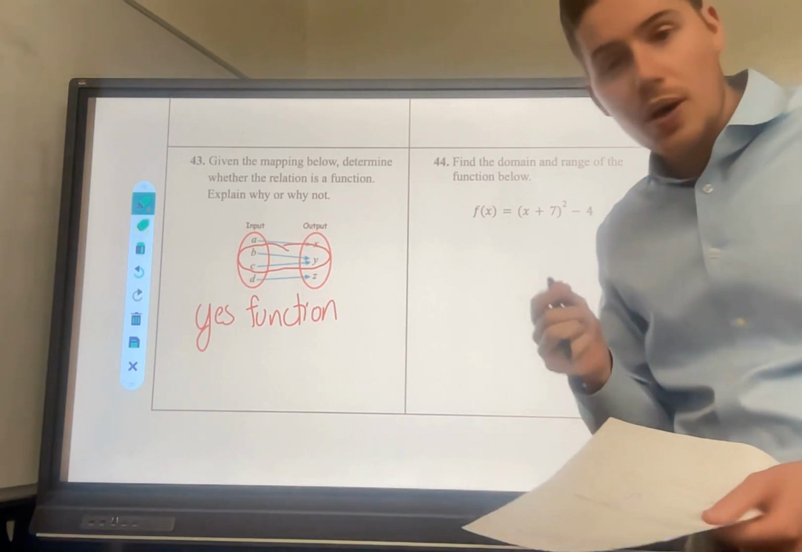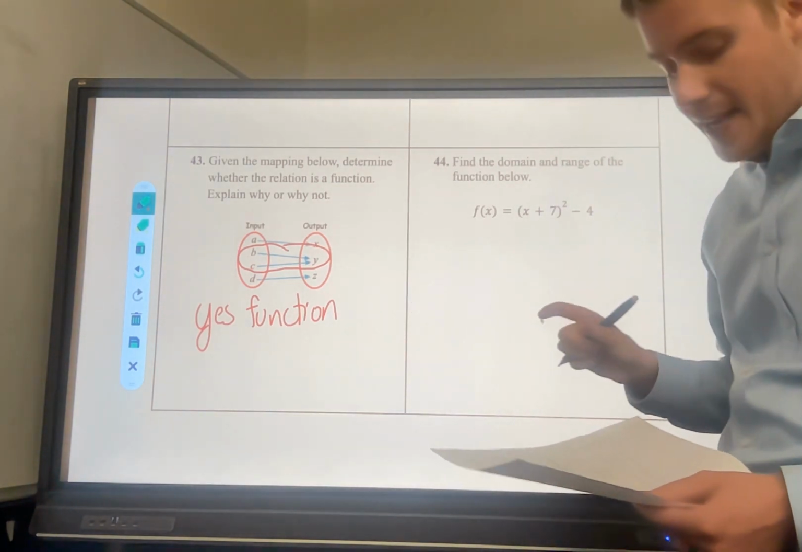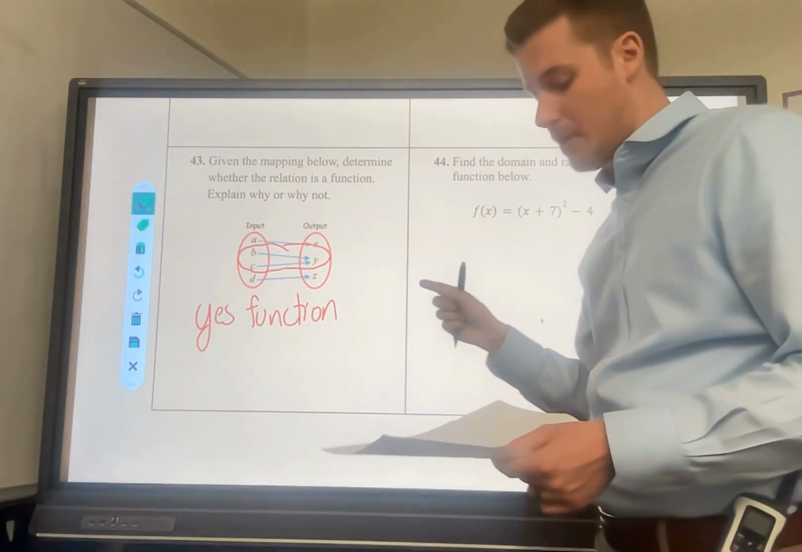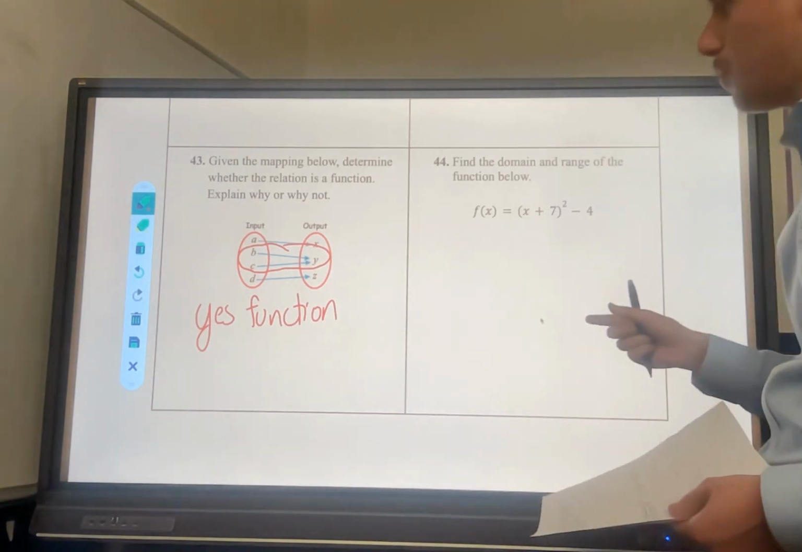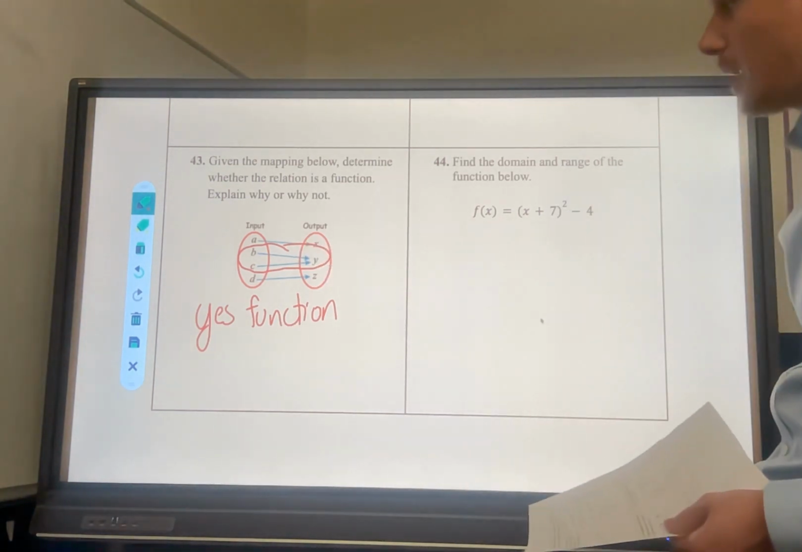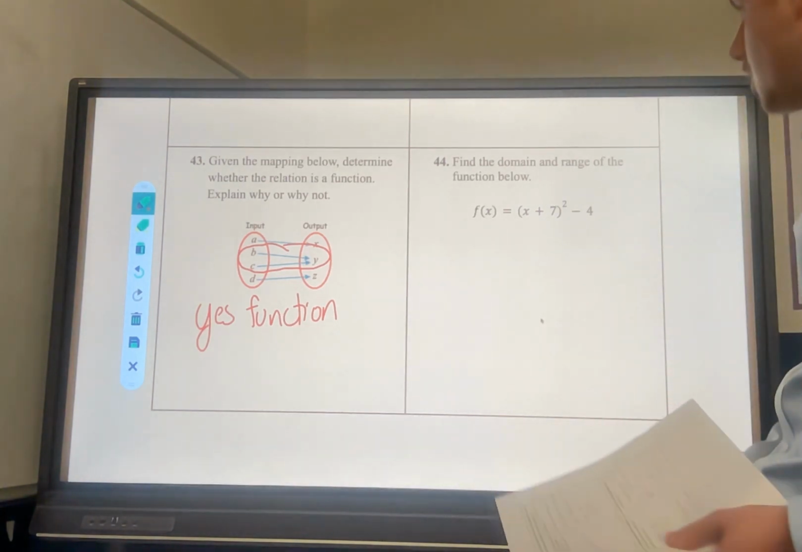The only time it wouldn't be a function is if you had a single input trying to give multiple outputs. So that wouldn't work. But in this case where we've got 2 inputs into 1 output, we are all good there. Yes, it is a function, so we're all good there.